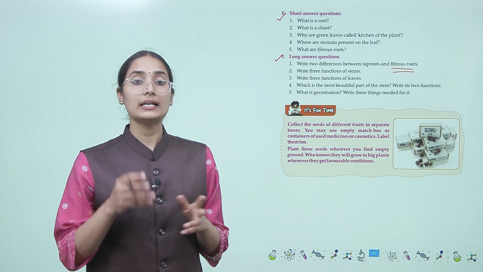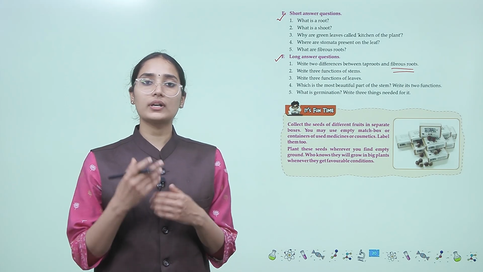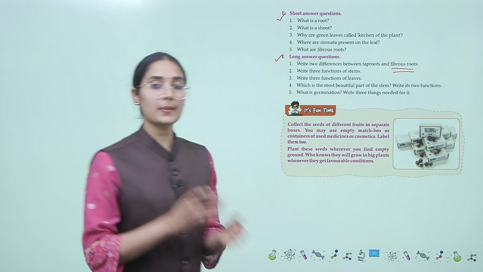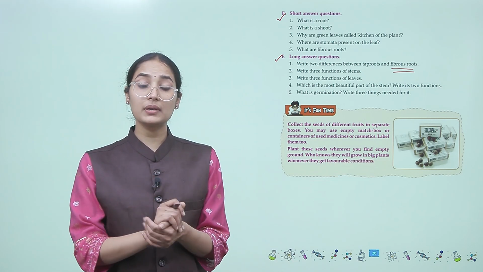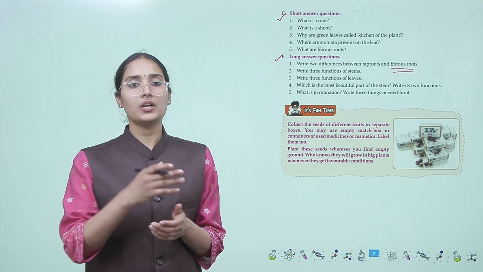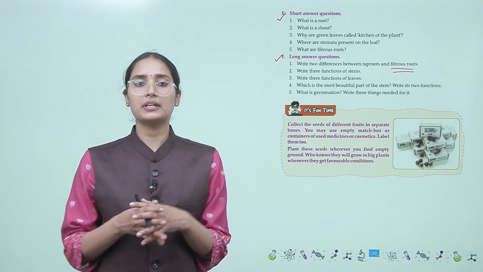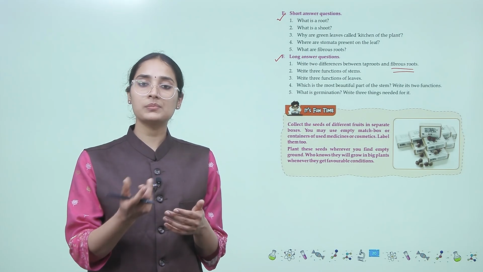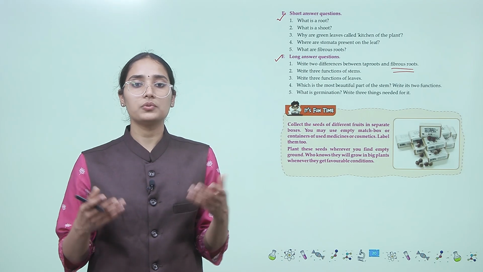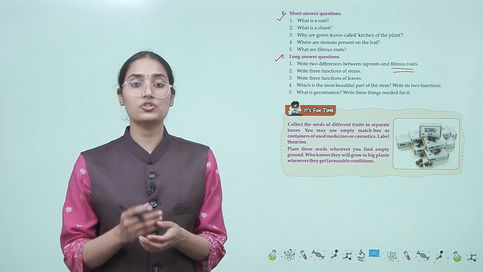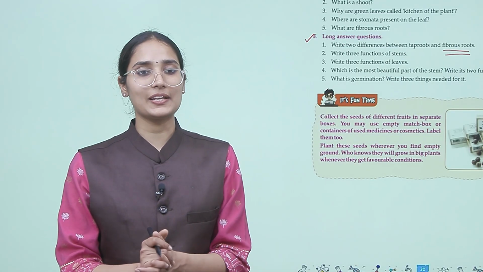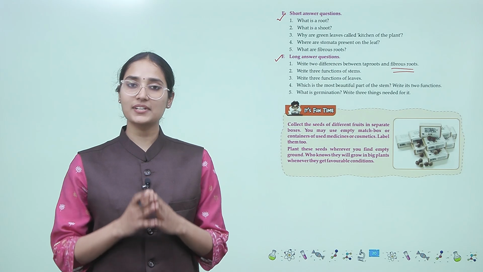So, what you have to do is collect the seeds from the fruits, whatever fruits that you eat, and then separate them and put them into boxes. You can use empty matchboxes or medicine or cosmetic boxes. Name the seed, and you can just plant those seeds anywhere. We don't know which seed might get the right environment to grow, and it will grow someday into a tree. So, I hope this chapter is now clear to you.